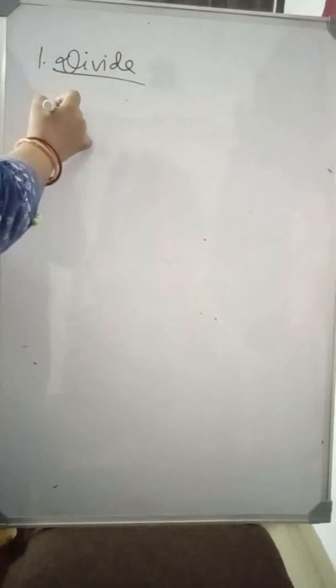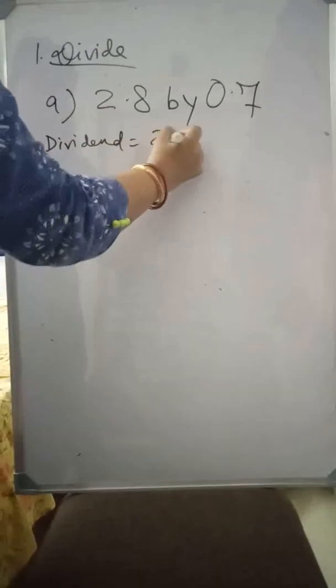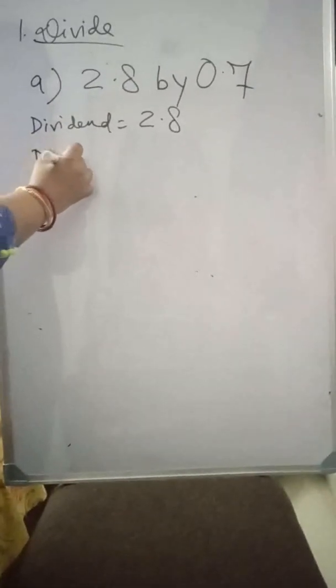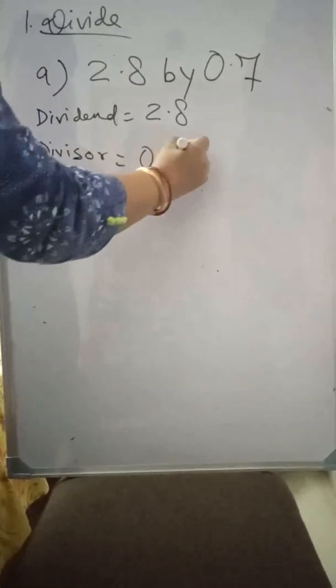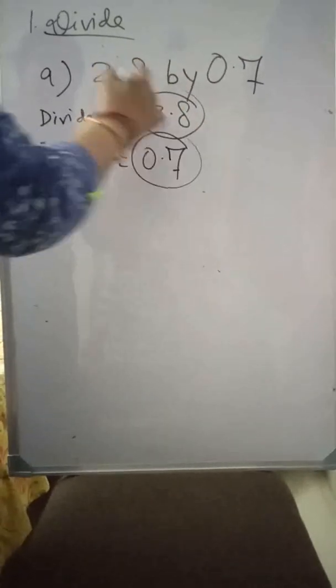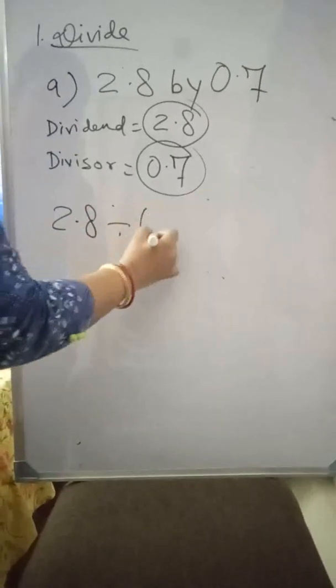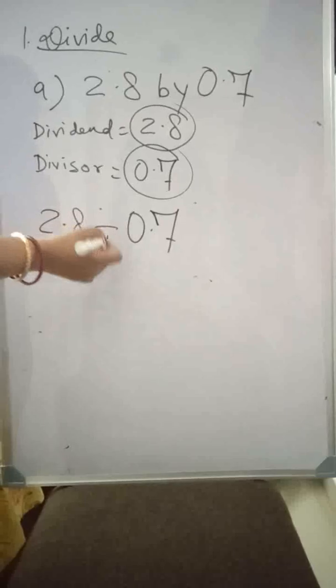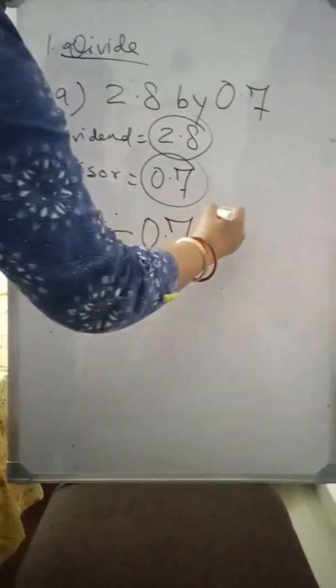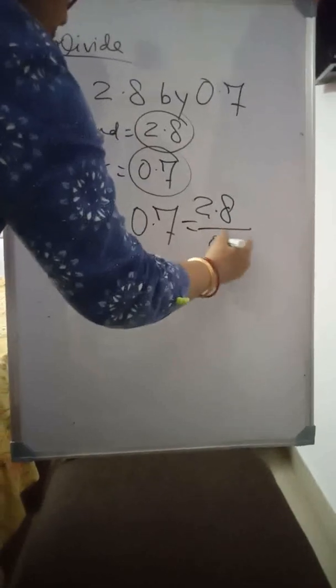Now let us take one example. Question number 1. Divide. Right? So the first question is 2.8 by 0.7. Correct? This 2.8 is the dividend. So look here carefully. And the divisor is what? It is 0.7. So all of you look at this. 2.8, 0.7. Both are decimal numbers. Now I will write it in a division expression. I can write it like this: 2.8 divided by 0.7. Now I will convert it. I can write it as a fraction, 2.8 by 0.7.